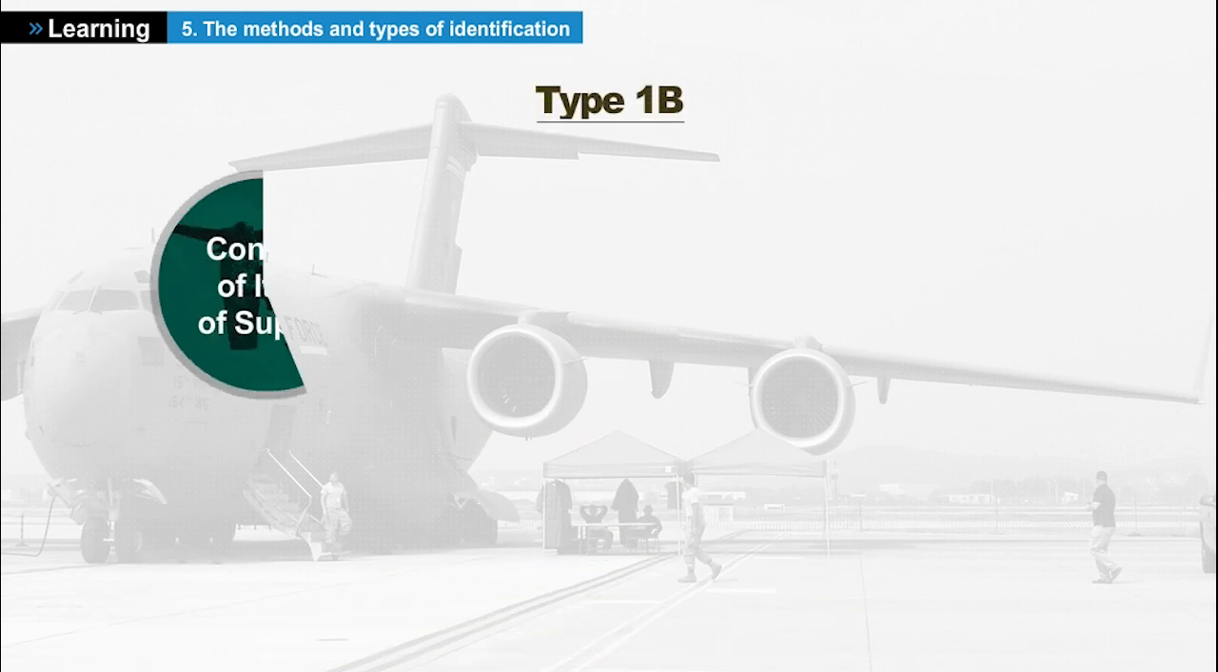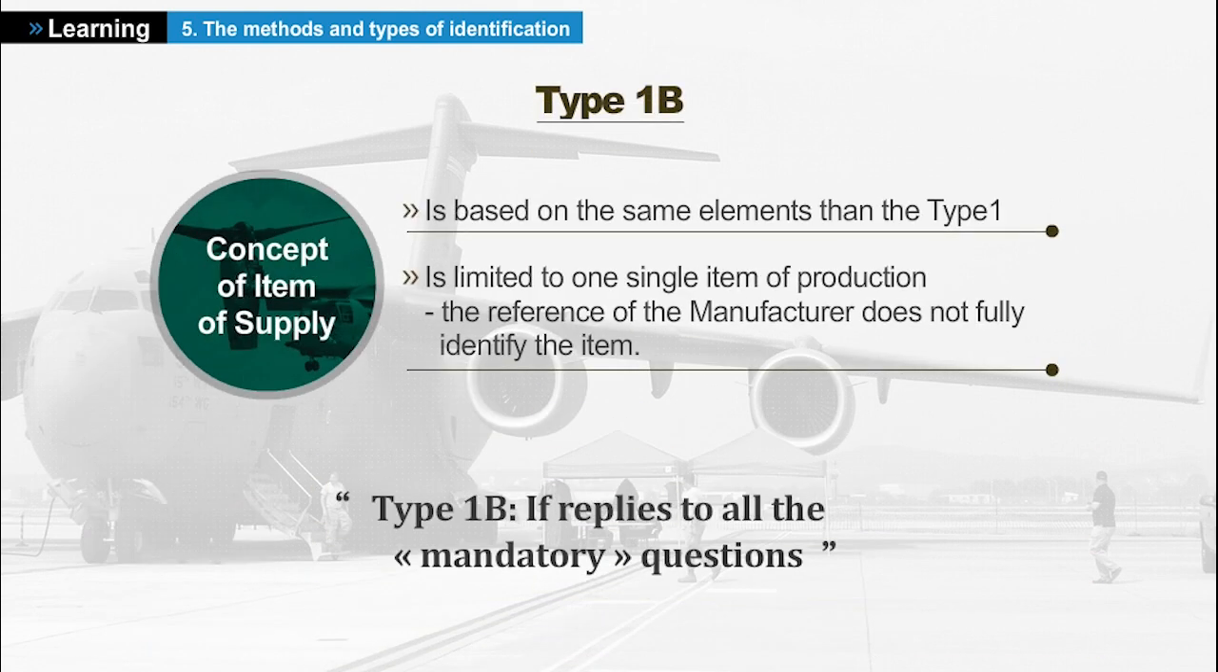As for Type 1A item identification, the item of supply is defined by its essential characteristics and allows only one item of production. But the manufacturer reference number does not fully identify the item. Therefore, this reference number and the characteristic differentiating this item of production from other items covered by the same manufacturer reference must be mentioned.